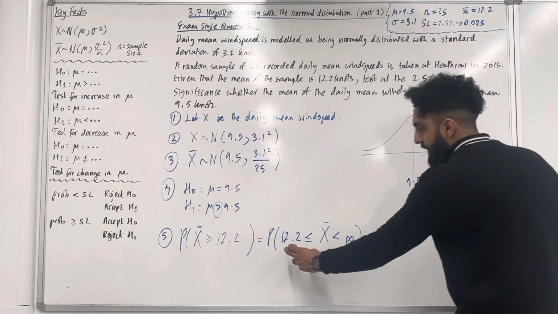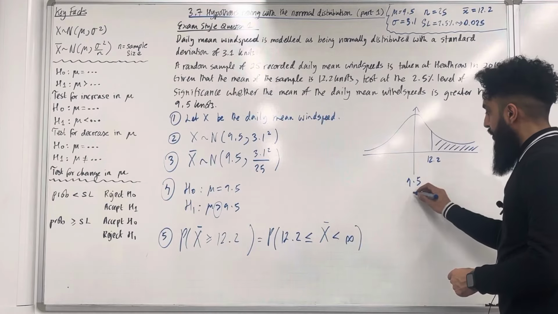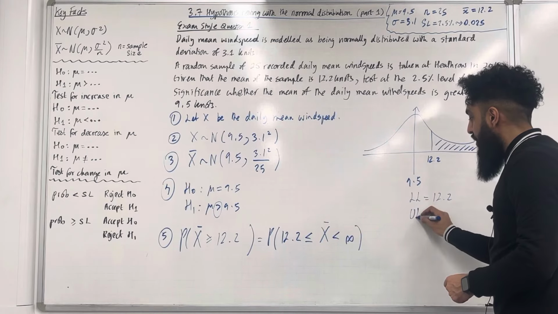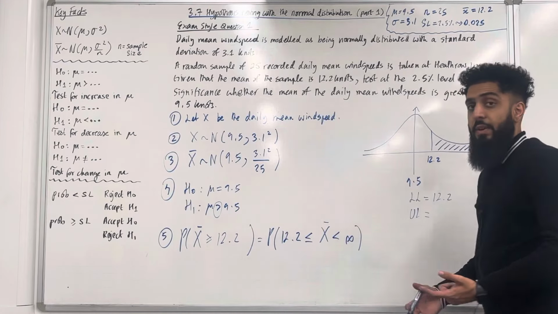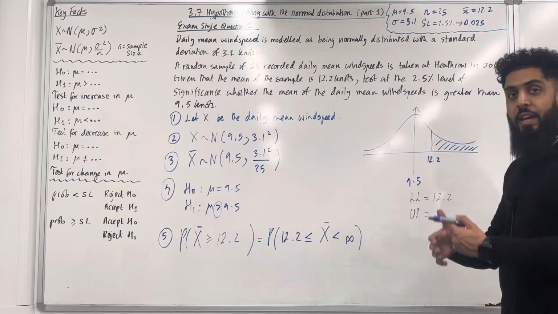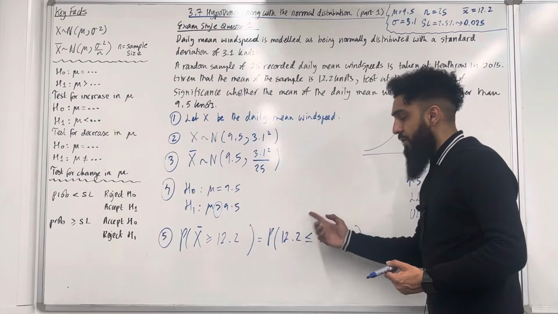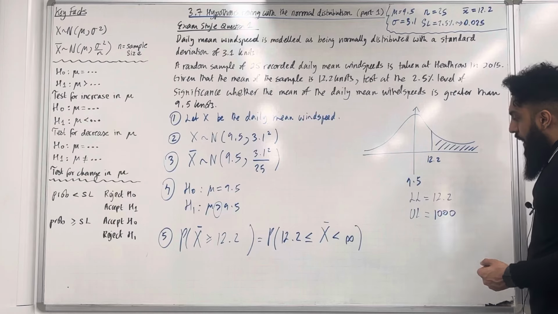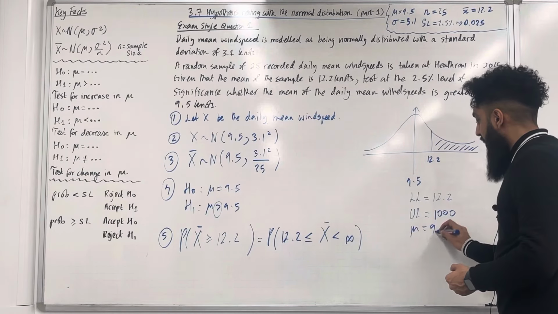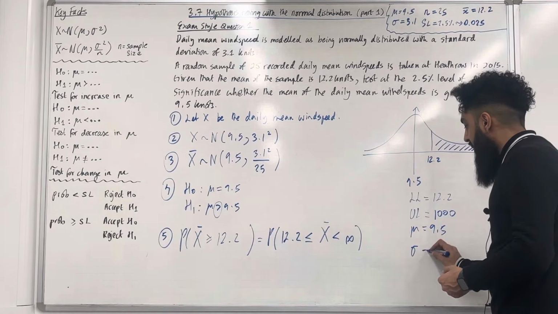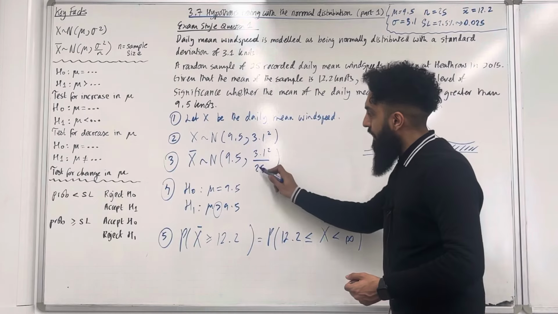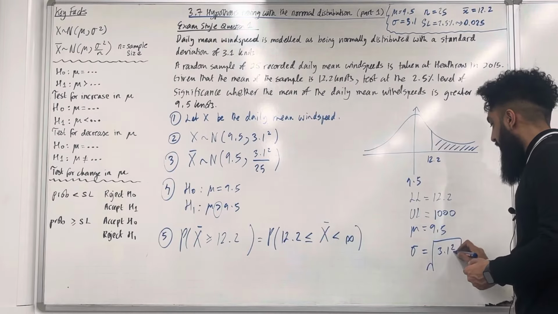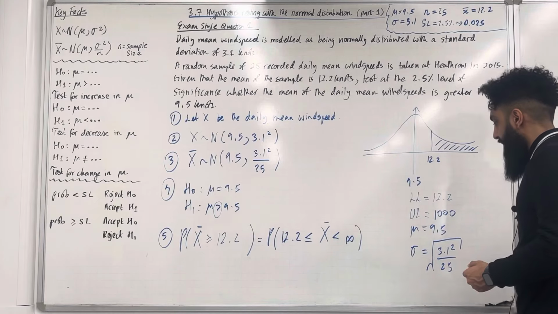Now my lower limit is 12.2, so shorthand LL is 12.2. My upper limit, shorthand UL, I can't use infinity on my calculator. What I need to do is pick a number far greater than 12.2. So you could pick 1000. The mean mu is equal to 9.5 and the standard deviation is equal to the square root of this. So square root of 3.1 squared over 25.